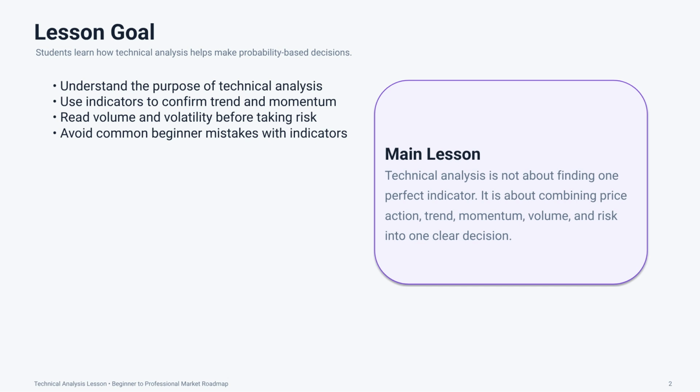The main lesson here is this: technical analysis is not about finding one perfect indicator. There is no magic indicator that works all the time. Good trading comes from combining different pieces of information: price action, trend, momentum, volume, volatility, and risk. When all of these things come together, we can make a clearer and more confident trading decision.